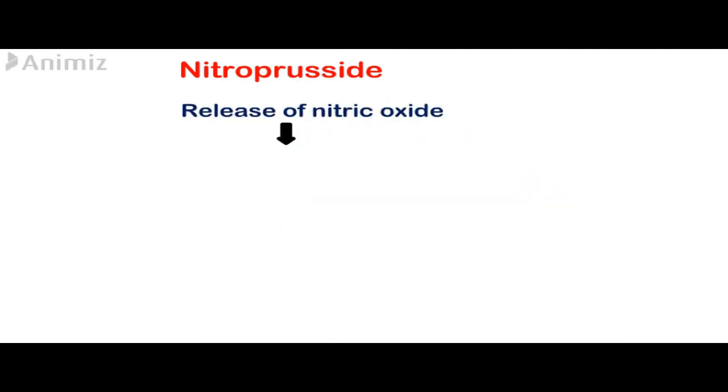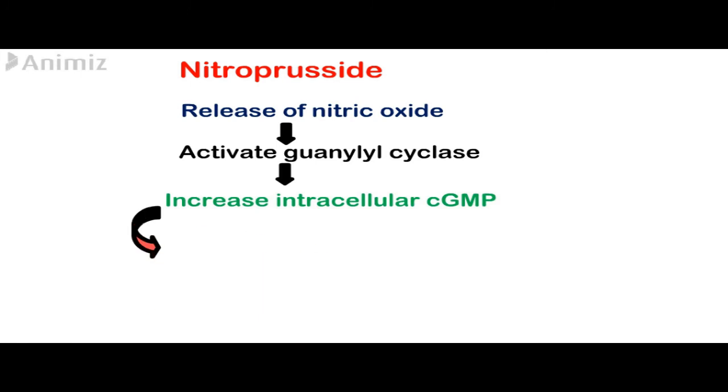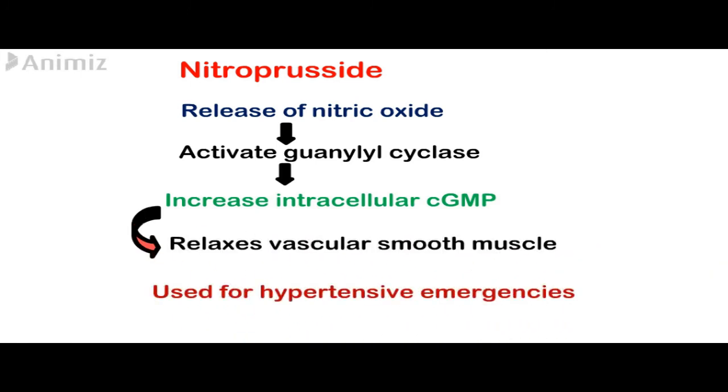Nitroprusside dilates both arterial and venous vessels, resulting in reduced peripheral vascular resistance. This action occurs as a result of the activation of guanylyl cyclase, either via release of nitric oxide or by direct stimulation of the enzyme. This will result in increased intracellular cyclic guanosine monophosphate, which will relax the vascular smooth muscle. And it is used parenterally to treat hypertensive emergencies.